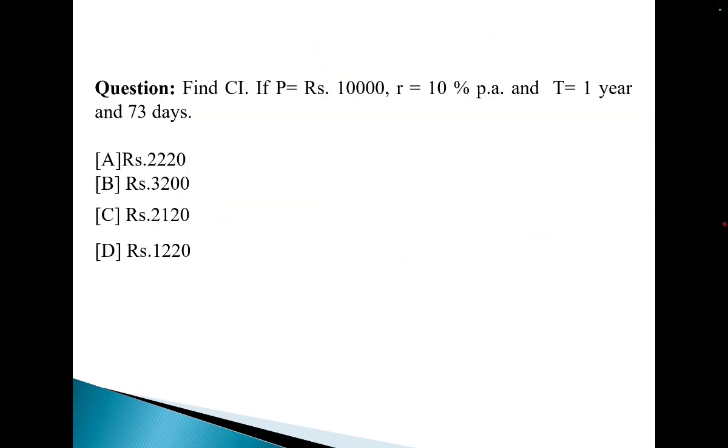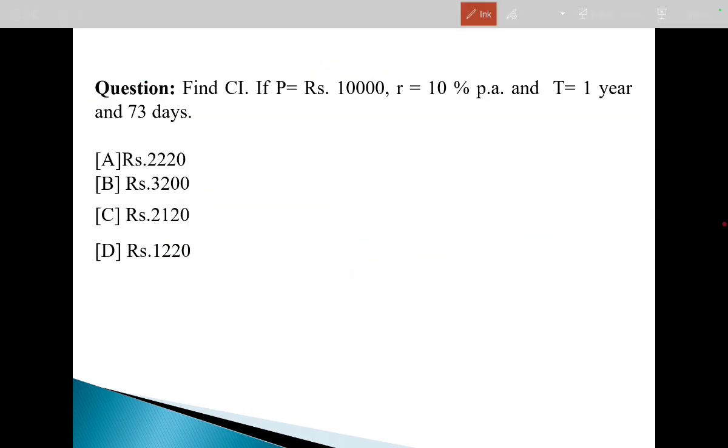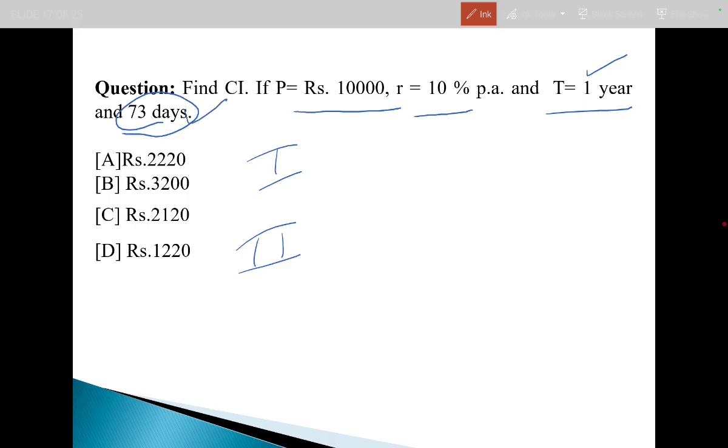Now the next question is this. Now the next difficulty is here. They will ask you for this: principal is 10,000, rate of interest is 10%, but now the time is 1 year 73 days. Sometimes they will give you days. So 1 year is fine, for the first year I will calculate, but for the second year they are not giving you the complete value, they are giving you the value for 73 days.